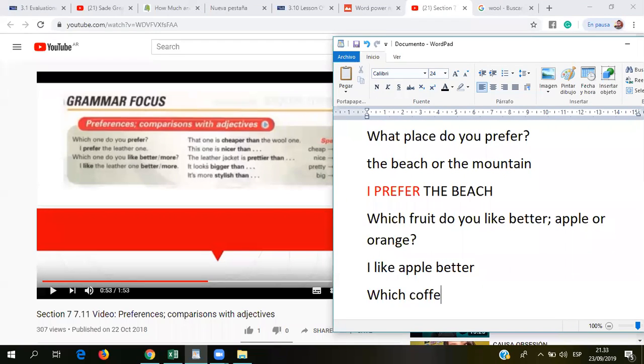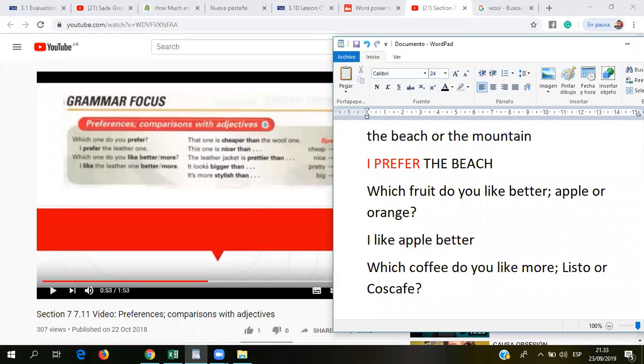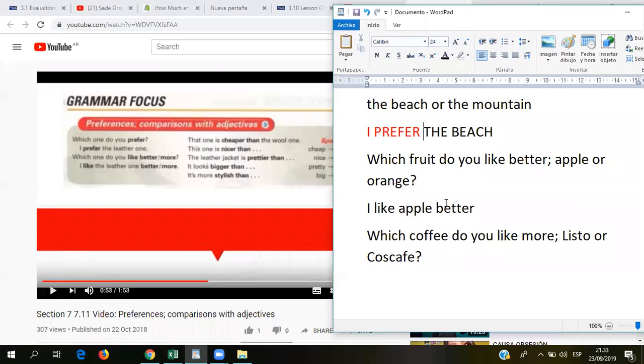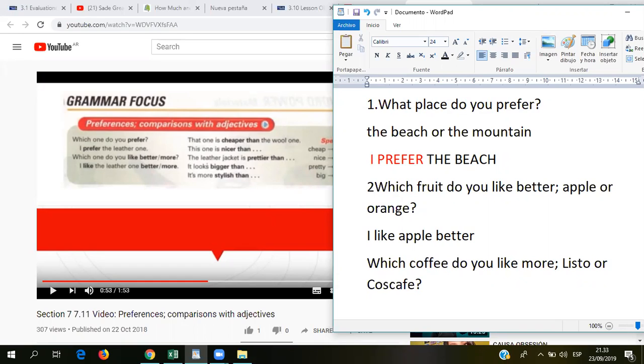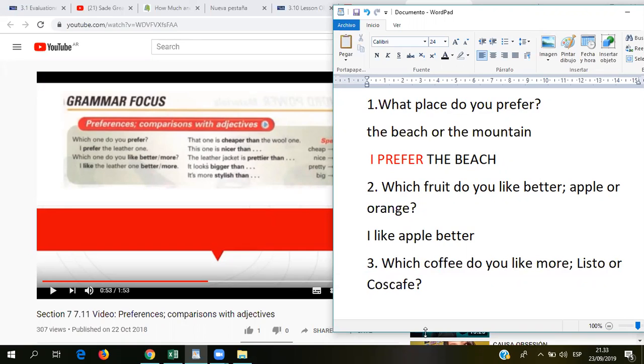Hey guys, hold on. Which coffee do you like more? Ecuadorian or Colombian? Listo or Costa. Or Zoom. Excuse me. This is sponsored by Listo. I prefer mountain coffee. So which one do you prefer? Or do you prefer tree coffee? Café de palo. So what is the answer? Somebody tell me the answer. I like the Costa Café. Yeah. Listo.